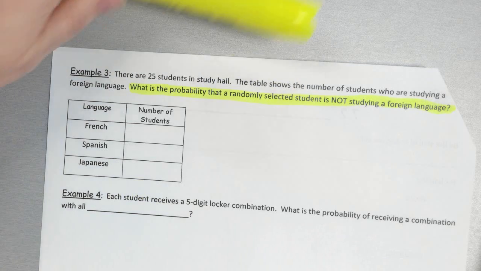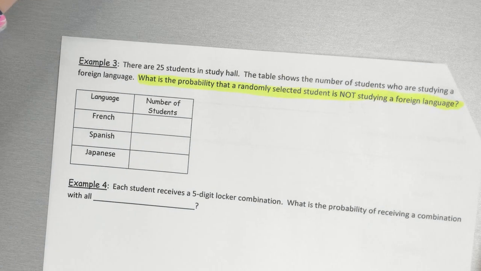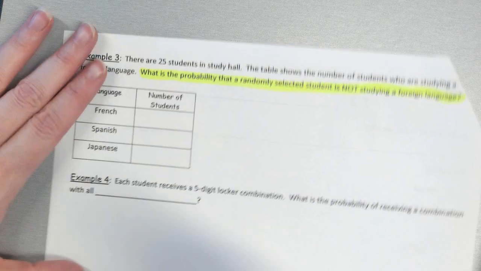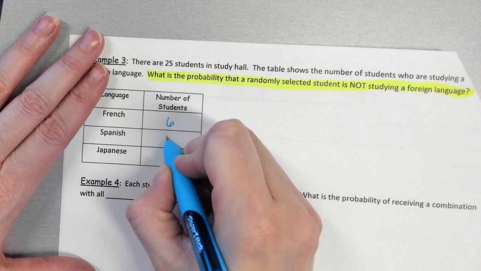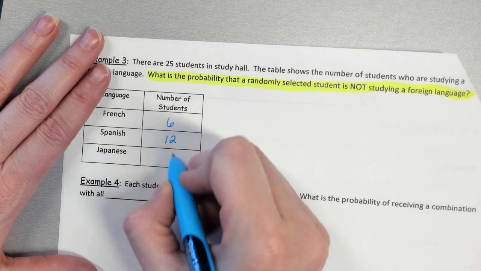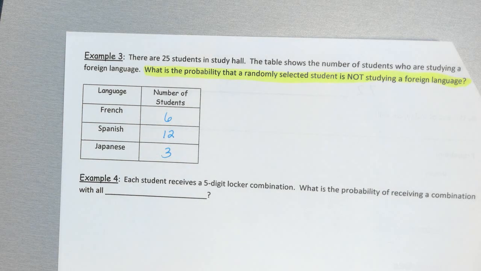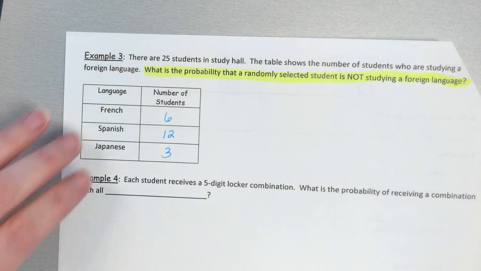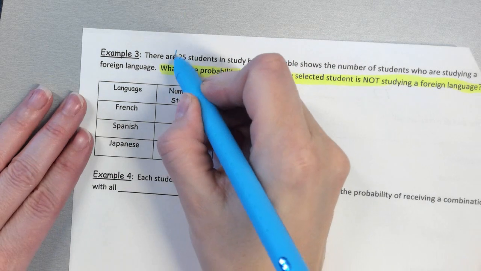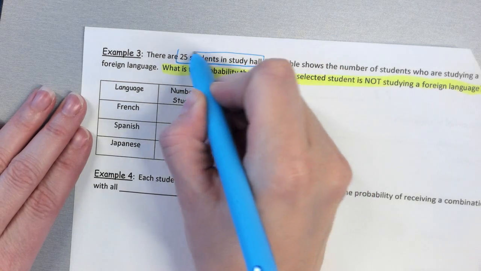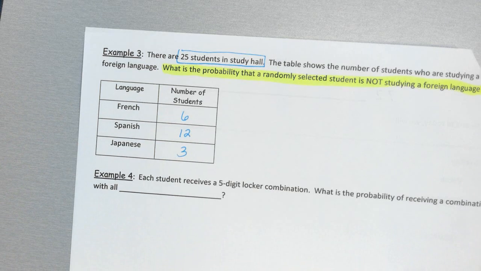Okay, and there are a couple different ways to do this. We're going to use a special technique. These numbers are small enough where you could do part of this in your head. So the one thing you definitely want to focus on is the total number of students. So there are 25 students in the study hall.